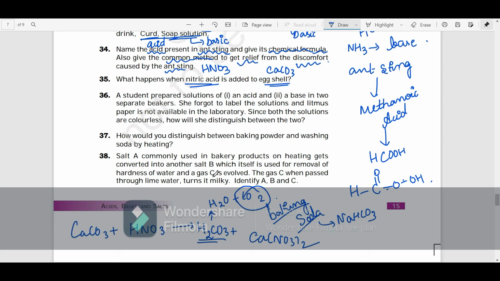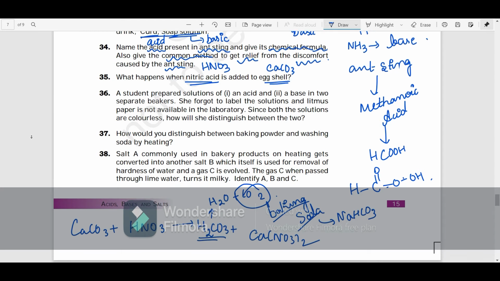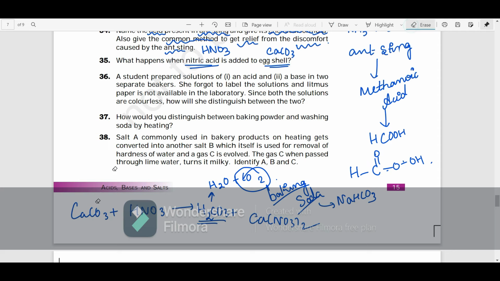If they ask the test for it, you can say that lime water turns milky on the action of it. Okay, next, let's just get some space.